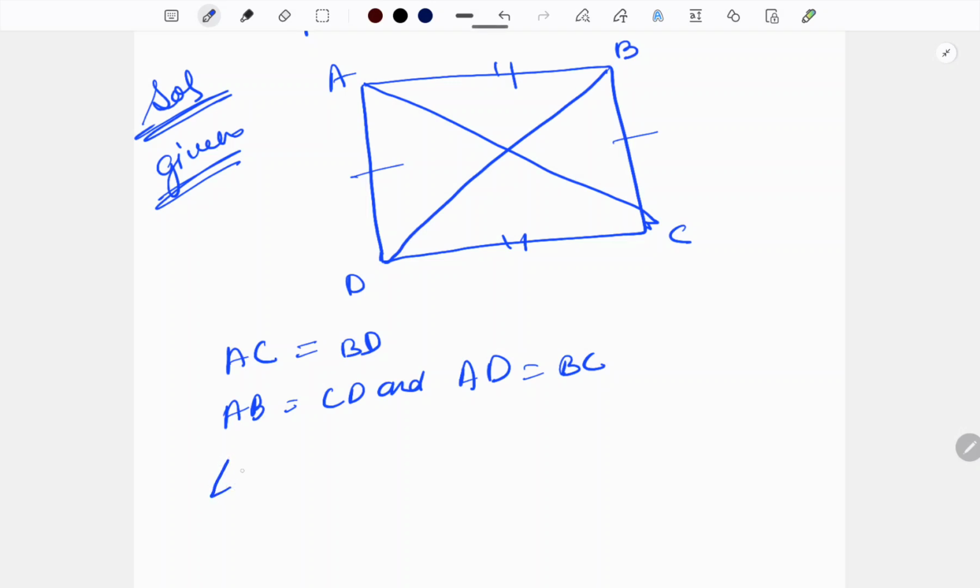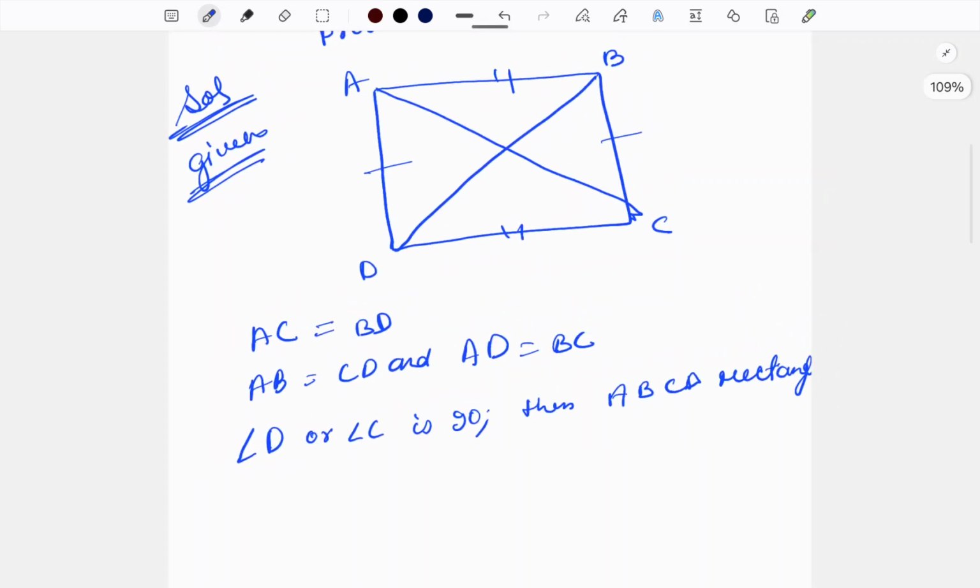Any one angle, angle D or angle C, should be 90 degrees, then ABCD will be a rectangle, because a rectangle is a parallelogram with its angle as 90 degrees. So if we prove one of the angles to be 90 degrees, it will become a rectangle. Now to prove that, let us take triangle ADC and triangle BCD.